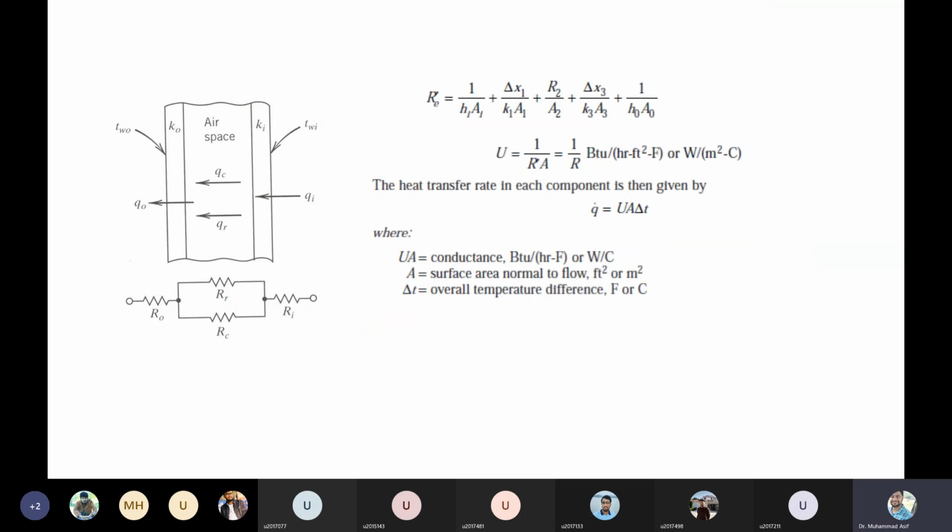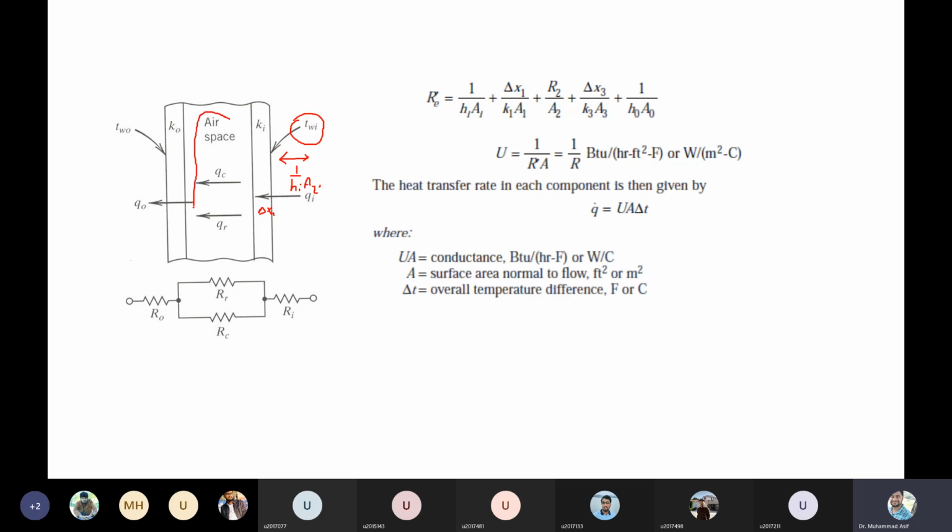Right. Similarly, for this case, as you can see, this is the first one, the resistance outside because of the convection. So the first resistance will be because of the convection, which is, let's say, 1/(hi Ai), right? And then we have the conduction. How much is the thickness? Let's say this is delta x1, so delta x1 divided by k1 A1. And then this is the space resistance.